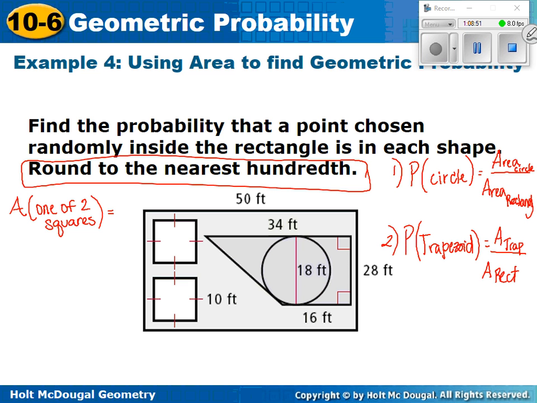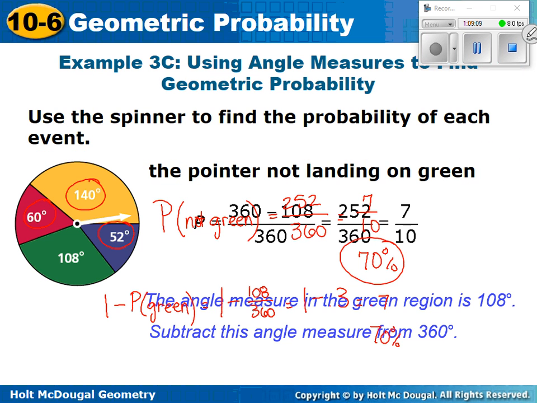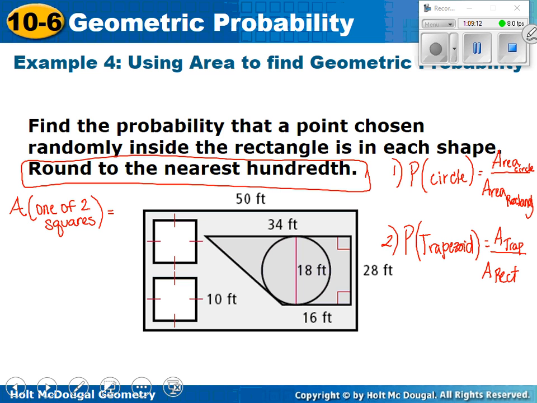If I were to throw my dart at this board, what's the probability that it lands here or here? And when you see that word or, you think add them together. So it could land in this square or it could land in this square, which means really you're finding the probability of both squares. And it gets confusing because they say one of the 2 squares, but that just means it could land in either one. Does that make sense? Okay, so we need to find the area of what? The area of both squares. And then we need to find what? Area of the rectangle. Okay, let's do that real quick and we'll be finished for today.